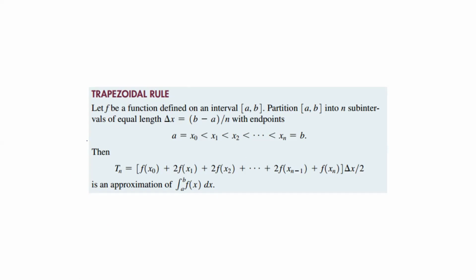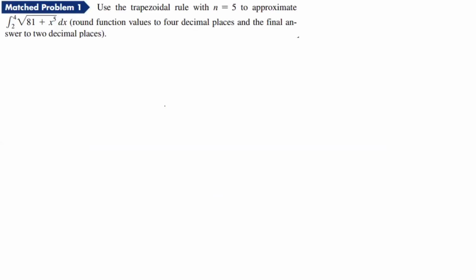b. Then our T of n is going to be f of x0 plus 2f of x1 plus 2f of x2, and so on until we get to 2f of x of n minus 1, and then we just have only f of xn, times our delta x divided by 2. Now that's an approximation for the integral from a to b of f of x dx. Again, this is using the trapezoid rule.